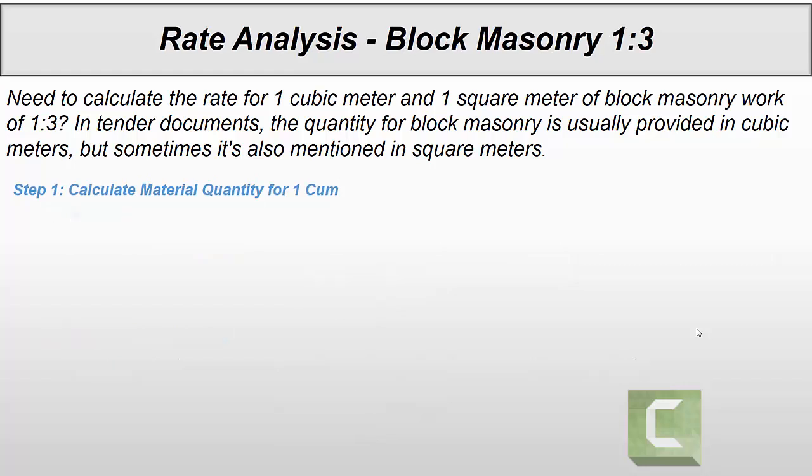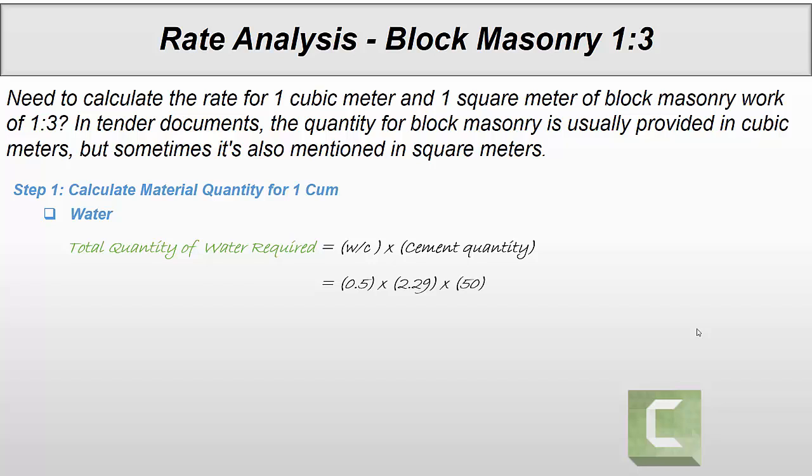For water, the formula for water required is water cement ratio multiplied by cement quantity. We will take 0.5 as water cement ratio multiplied by 2.29 bags, and for calculating water in kg we need to multiply by weight of one cement bag, 50. So 58 kg, or we can say 58 liters, is required for 1 cubic meter of block masonry.